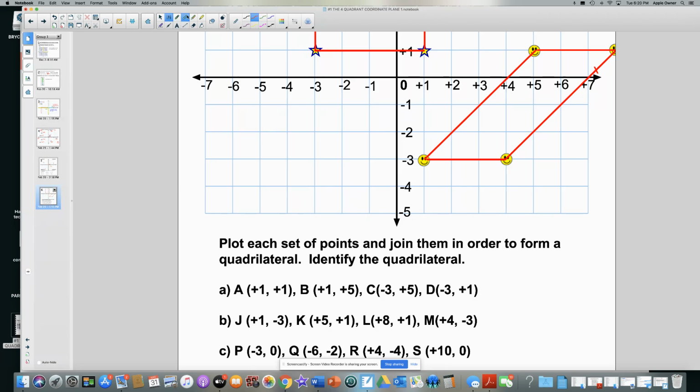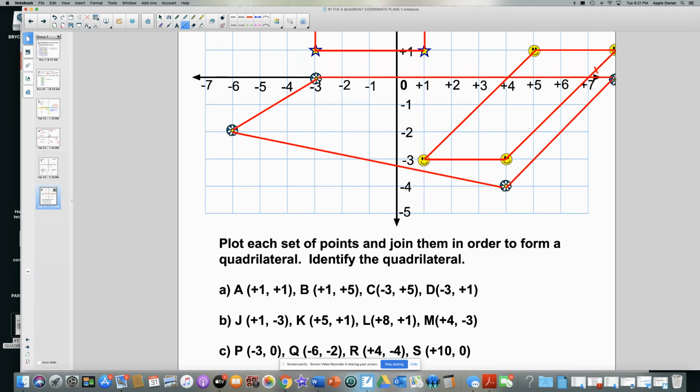And let's go now. If we look at the last one, and we've got P, negative 3, 0. So we're going to change that up. We'll go daisies this time. So negative 3, 0 would be here. Negative 6, negative 2 here. Positive 4, negative 4, way down here. And S, positive 10, 0. So that'd be way out here on the far side. And again, even if we connect it this way, we'd have an irregular quadrilateral. And that's for the simple fact that the one point is way out of whack compared to the others.